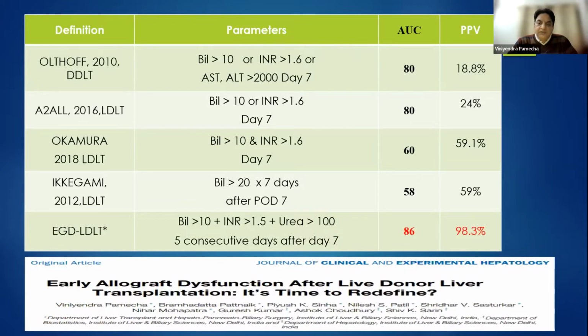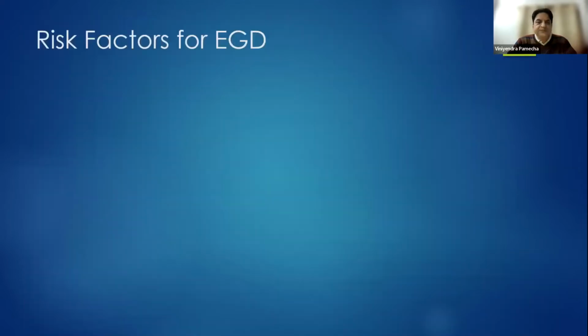And that becomes particularly important in the live donor setting, because the availability of grafts will be very rare in the live donor liver transplant setting. So you need to have a very specific definition to define this entity. So what are the risk factors?